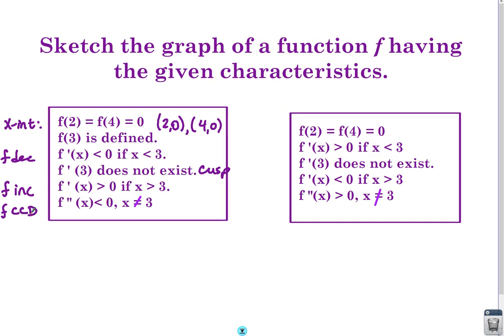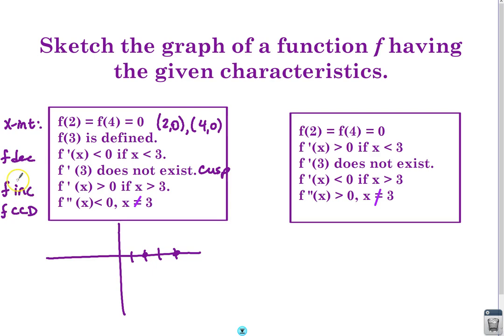Okay, so let's try to put all of this stuff together. Just take it one little piece at a time. So I have my two x-intercepts. So I've got 1, 2, 3, 4. I've got a point here. I've got a point here. I know that f of 3 is defined. I'm not really sure where to put that yet. I'm going to kind of hold off until I know for sure what's happening.